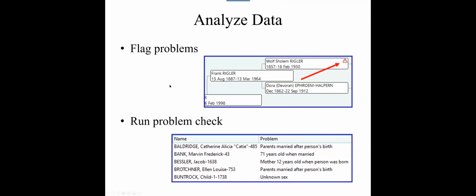The software will also automatically flag problems. So here is a piece of one of my pedigree charts in the display, and you see this little warning item up there. It tells me there is something in Wolf Scholem Rigler's information that doesn't make sense and needs to be investigated. You can click on that and it will bring it up, or you can manually run problem checks. So I ran one here and it listed the name and the problem found. So with this person, it says the parents married after the person's birth.